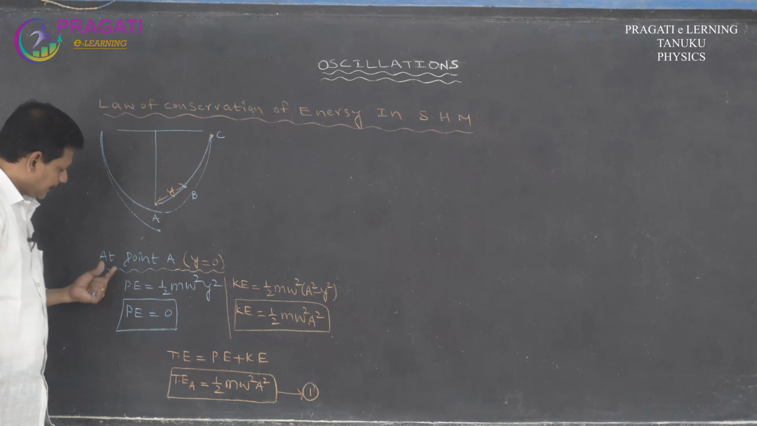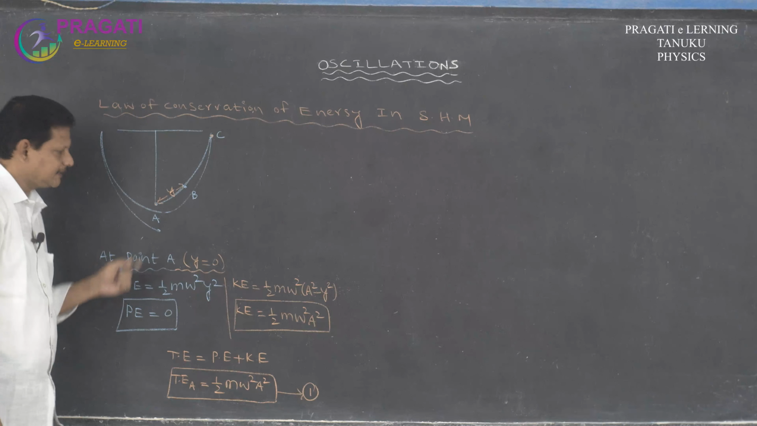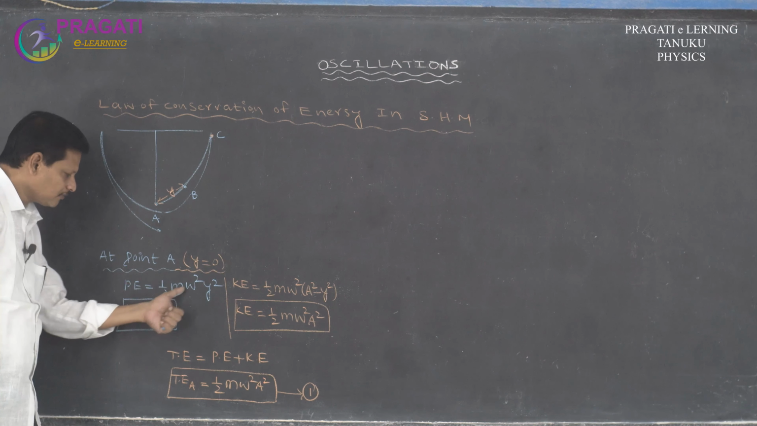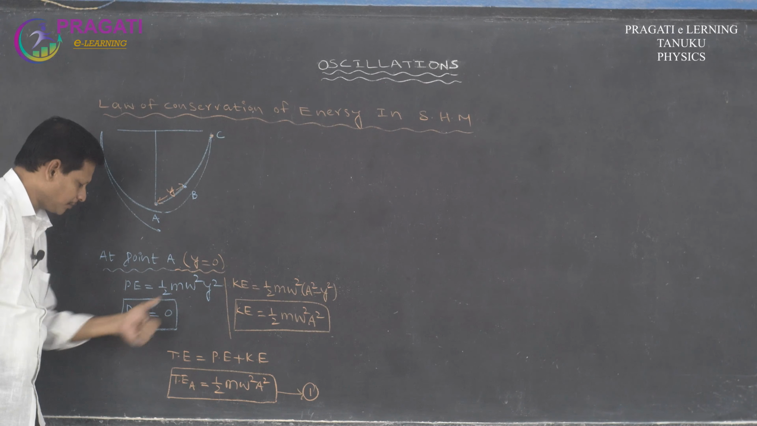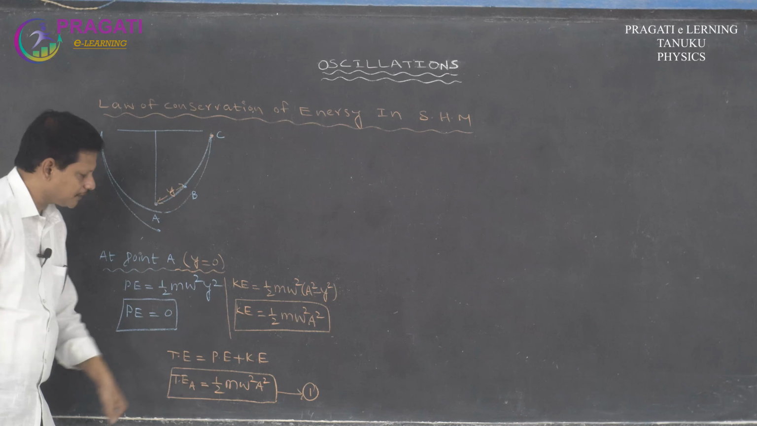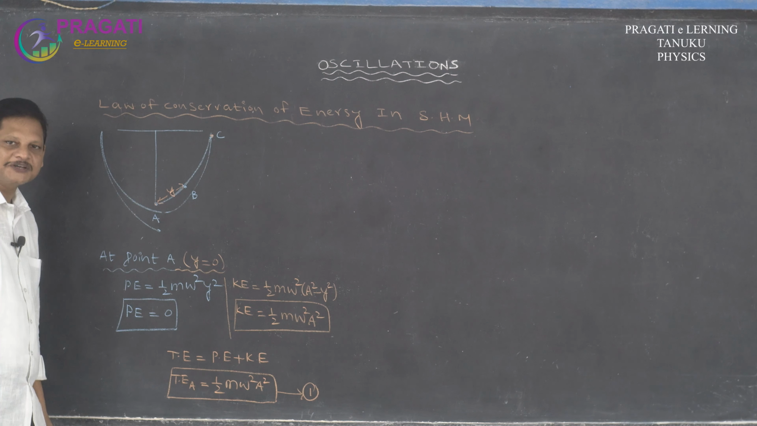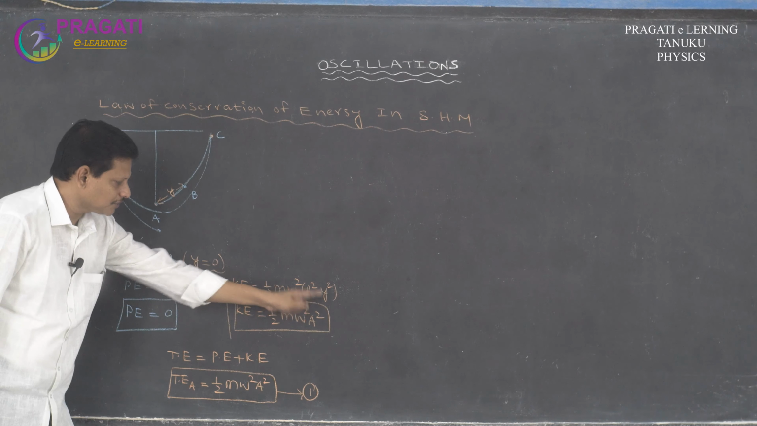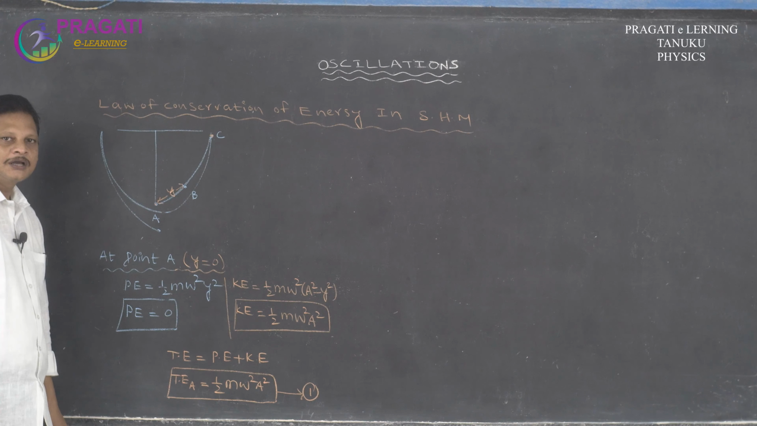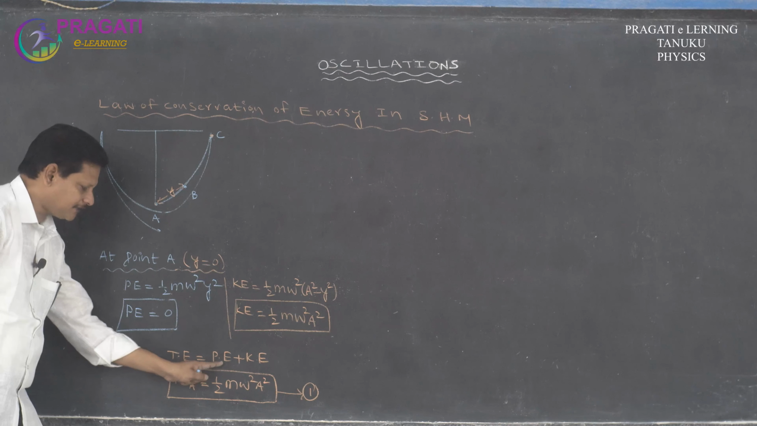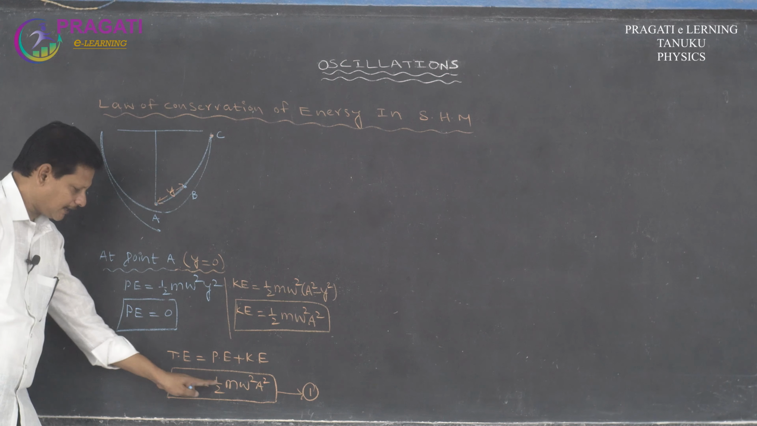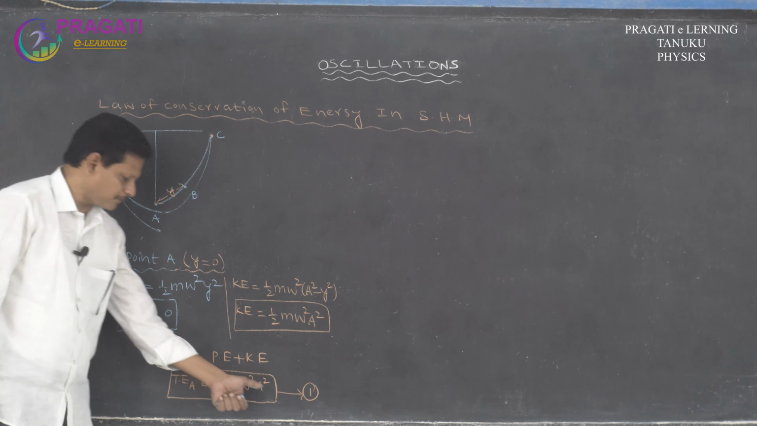At point A, that is at mean position, displacement of the particle is 0. So potential energy half m omega square y square, if y equal to 0, potential energy is 0. We know expression for the kinetic energy K is equal to half m omega square (A square minus y square). If y equal to 0, kinetic energy K is equal to half m omega square A square. We know total energy TE is equal to potential energy plus kinetic energy. So by substituting, the total energy at point A is half m omega square A square. Say it is equation 1.